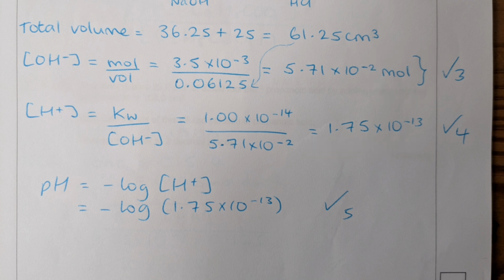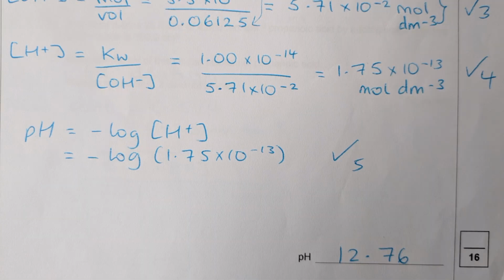Then we can work out the concentration of H+ by using the Kw constant over the hydroxide ion concentration we've just worked out, and then we can minus log that to find the pH.